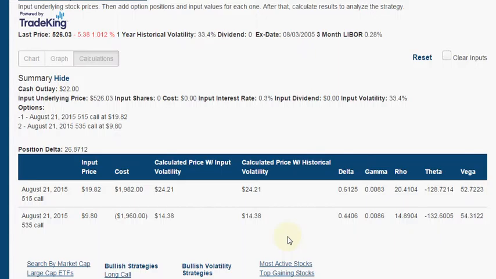So there's that. Look at that. So it's kind of a delta. And that's pretty much it. That's how you implement the call backspread.